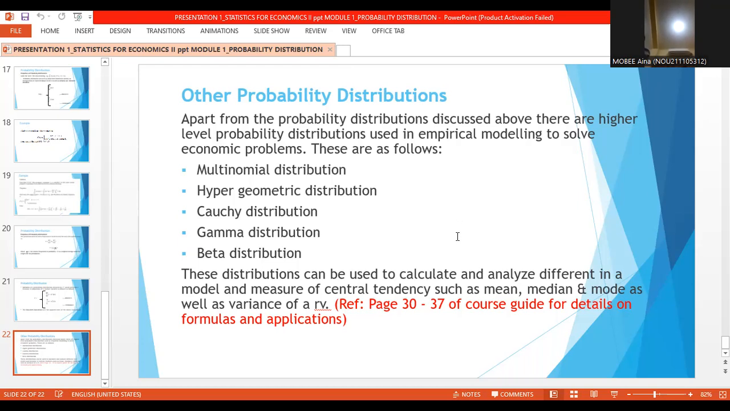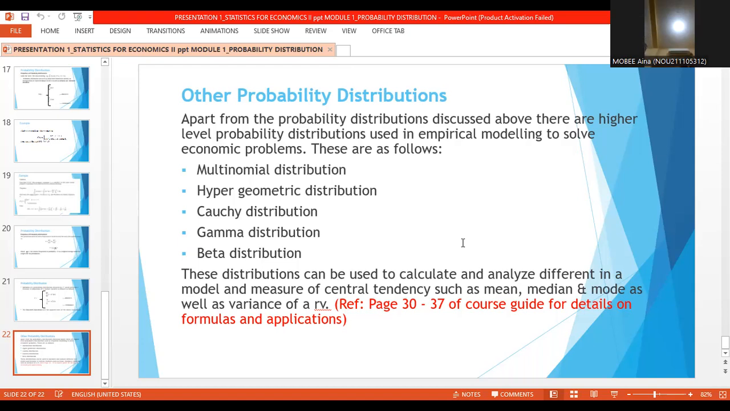you will have a multinomial distribution, hypergeometric distribution. These are higher level distributions. All of them use empirical modeling, and you are likely to come across them in the course of your study as economists. Cauchy distribution, gamma distribution, beta distributions.